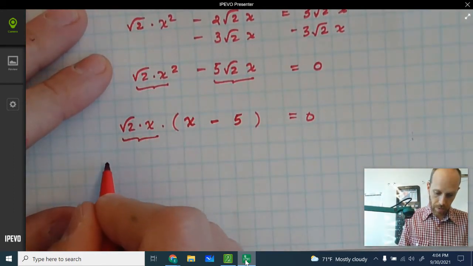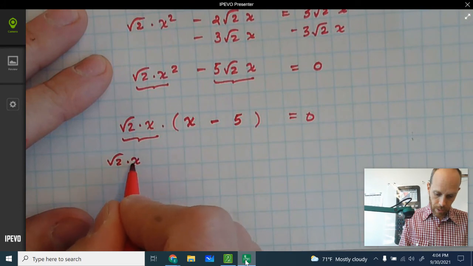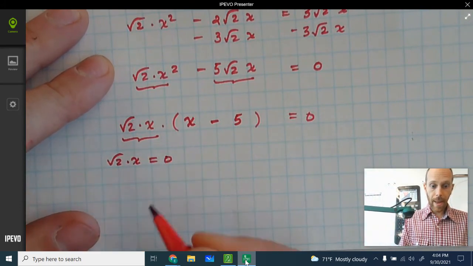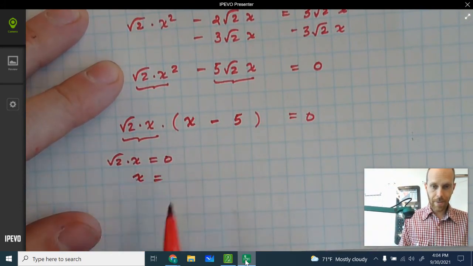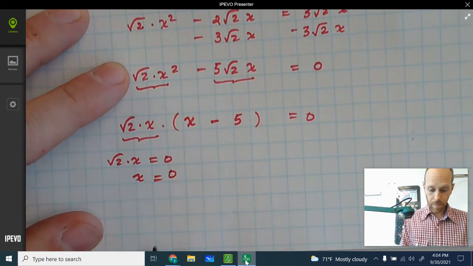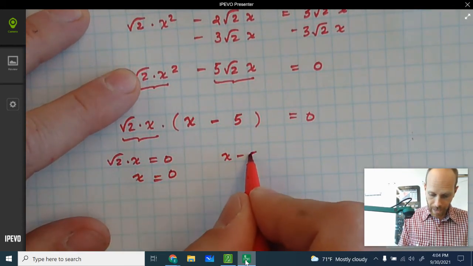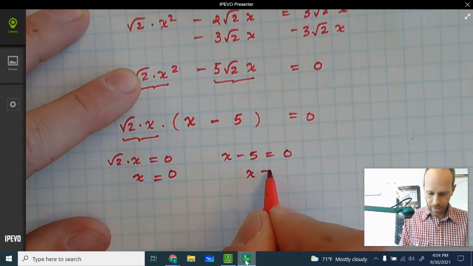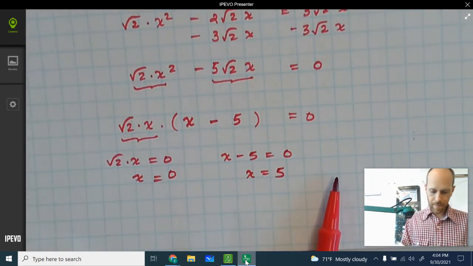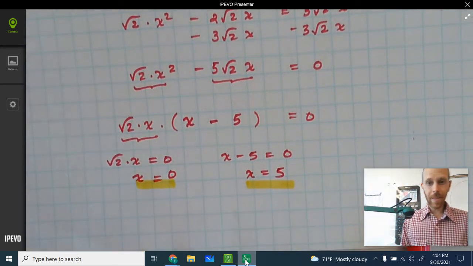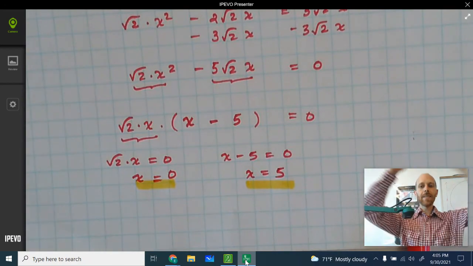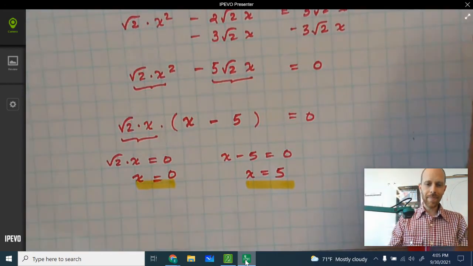So set this equal to 0. If roots of 2 times x is equal to 0, then x is going to have to be 0. If x minus 5 is 0, then x is 5. There's our solutions, and ta-da! We are done. Nice work today.